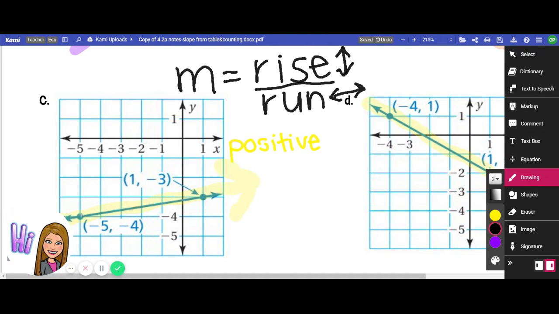So I'm going to identify those 2 points that are on here. So we've got -5, -4 labeled for us. And then we also have 1, -3. So this is all in the negatives.